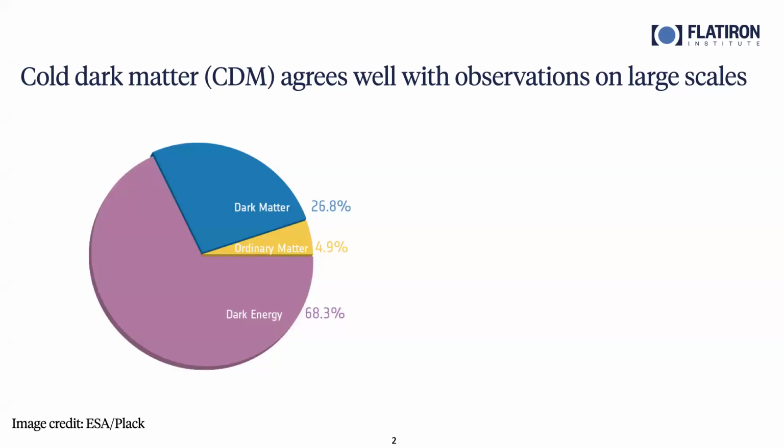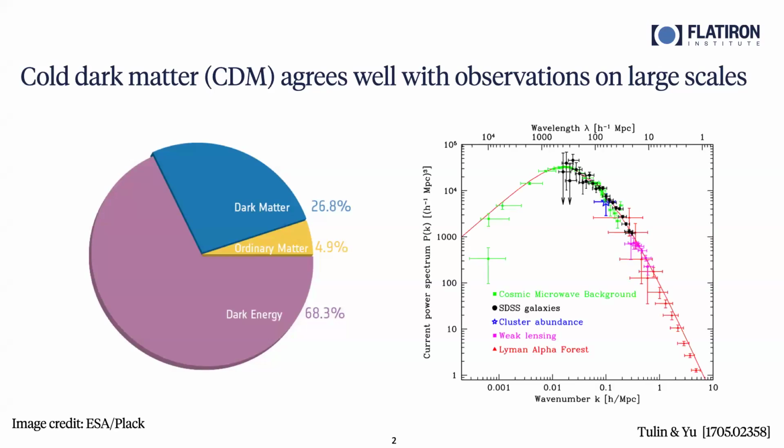So I'm showing the matter energy content in the universe, and we know that dark matter makes up most of the matter in the universe. This is us, this really small fraction of 5%. And cold dark matter, which is collisionless and cold, agrees really well with observations from large scales. So here I'm showing the matter power spectrum inferred from cosmological measurements ranging from the cosmic microwave background in green to the Lyman alpha forest in red. Now this red line is for a lambda CDM model, and you can see that it agrees very well on these large scales.